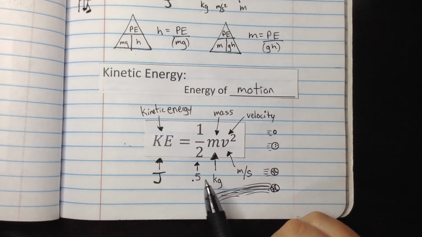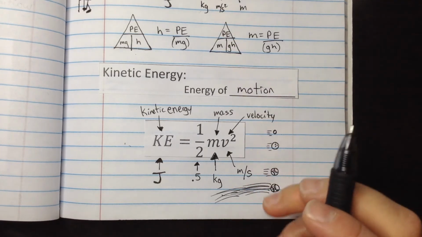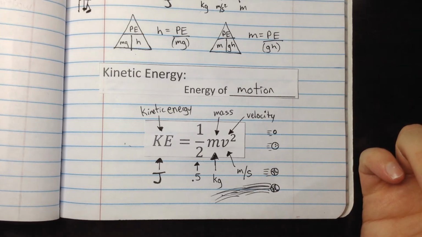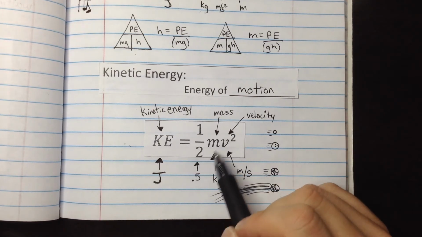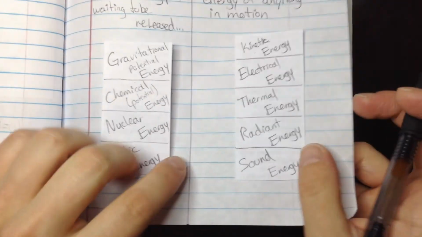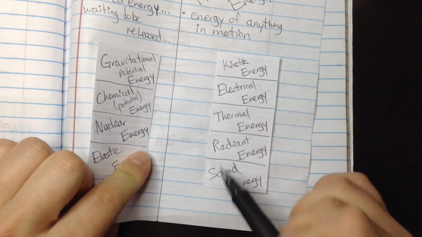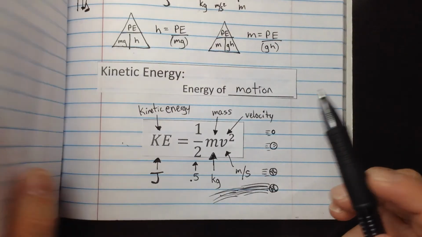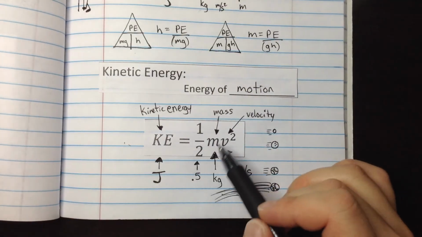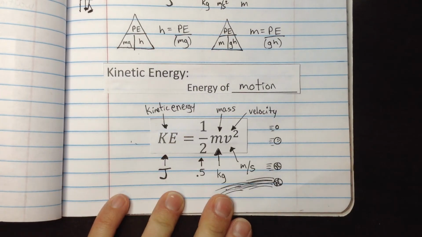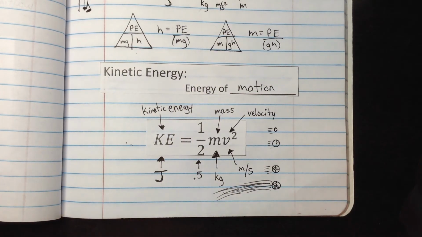When we're talking about other things like electrons, that electricity, it's just too small to measure the mass of an electron. So we have other ways of measuring the other types of kinetic energy, which include the electrical, the thermal, the radiant, and sound. There's better ways to measure those than using this formula. This formula is for objects that are tangible, that are big enough that we can actually measure its mass on a reasonable scale.